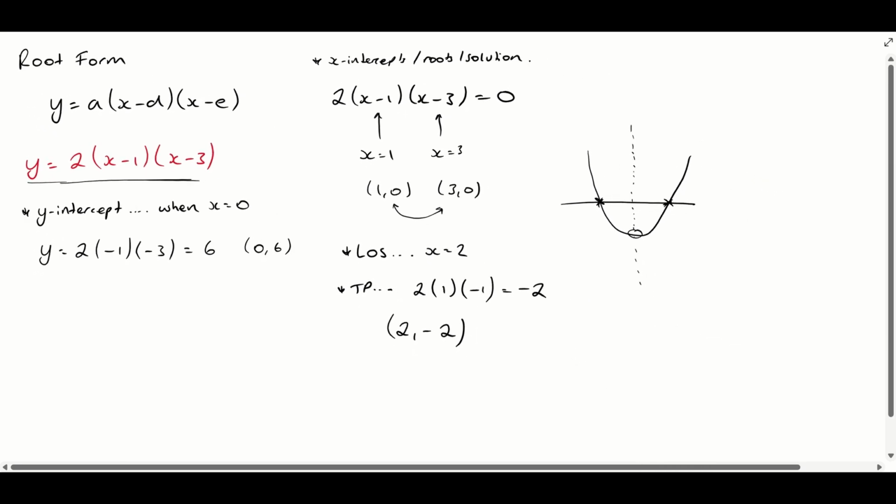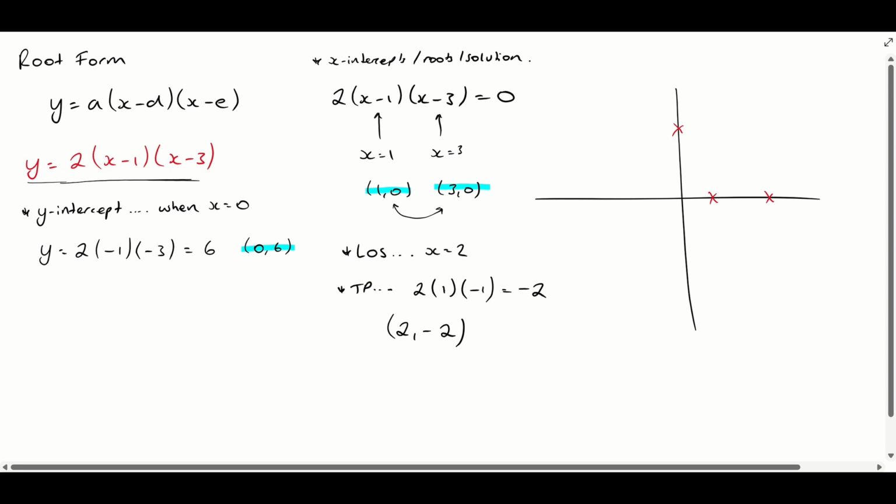So if we were to try and sketch this graph, our y-intercept is at 0, 6, so that is here. Our x-intercepts are at 1 and 3, so that is here and here. And then our line of symmetry is going to be exactly halfway between those two roots, because this has to be symmetrical, with our turning point being on that line of symmetry down at minus 2. So that's going to be that bit there.